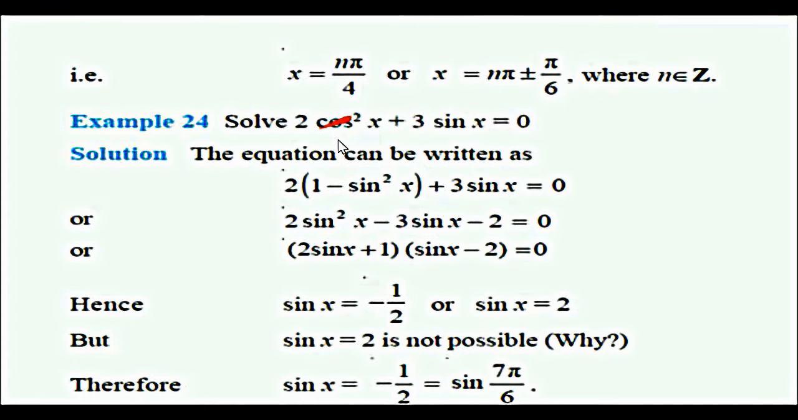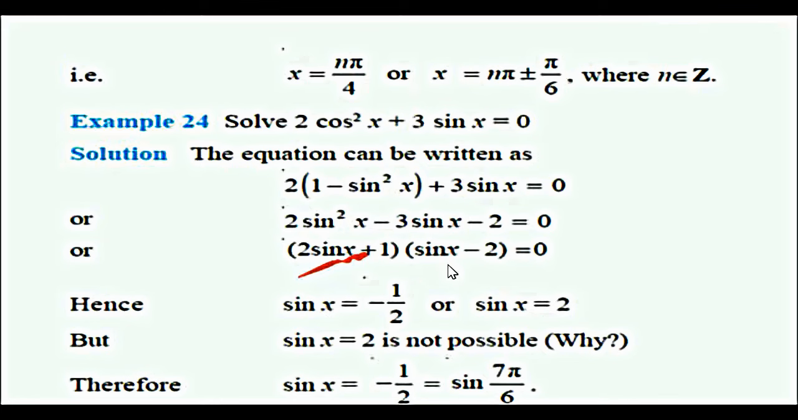I can convert this cos square x into sin square x. So cos square x can be written as 1 minus sin square x. So 1 minus sin square x plus 3 sin x is equal to 0. Now this can be assumed to be like a quadratic equation. You can solve it, or factorize it, just like a quadratic equation. So this is 2 sin x plus 1, sin x minus 1, and this is equal to 0.